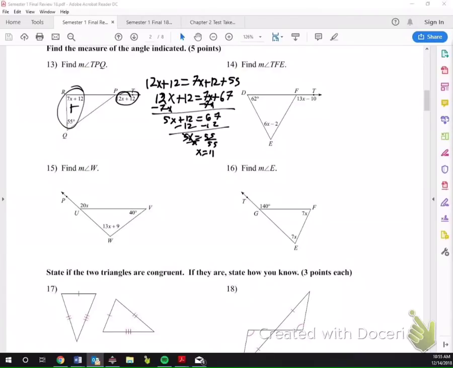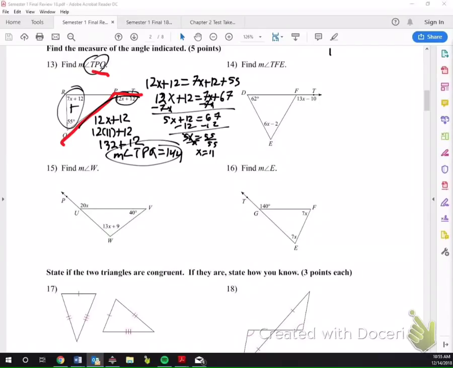Now, remember, we have to find TPQ. Keep in mind, when we're measuring an angle, if it says TPQ, that's the order that we go. So we draw a line from T to P to Q, and we look at the angle that forms. That's our 2x plus 12. So TPQ equals 2x plus 12. We know that x equals 11, so we go 22 plus 12, or 34. Same general idea for number 14. 13x minus 10 equals 62 plus 6x minus 2.